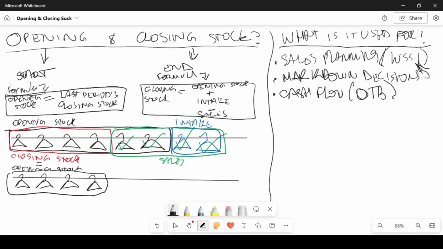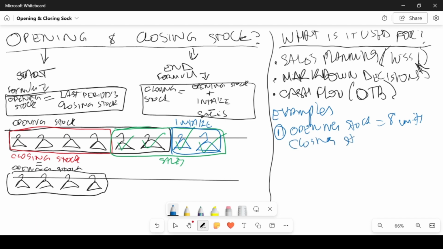So definitely check out OTB if you would like to know more about that. Right, so I will give some examples to help illustrate. The first example I'll give is, for example, if we had opening stock was 8 units. Let's keep it really small and just say we're looking at a snapshot for the week in a very tiny department. And then our closing stock was 3 units. Okay, and that's example 1.